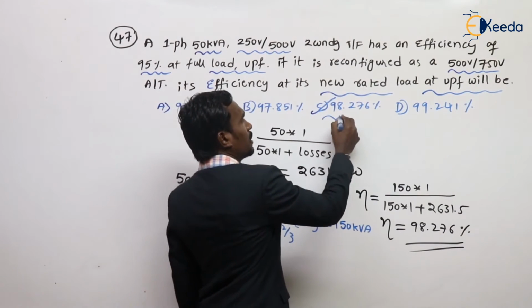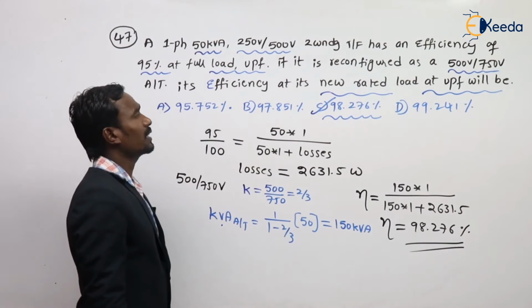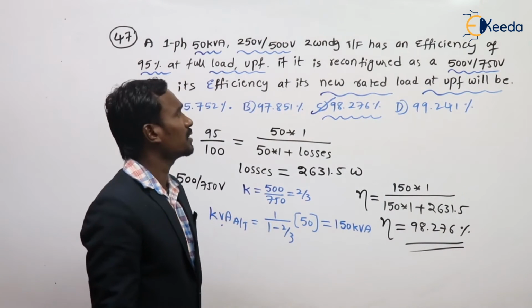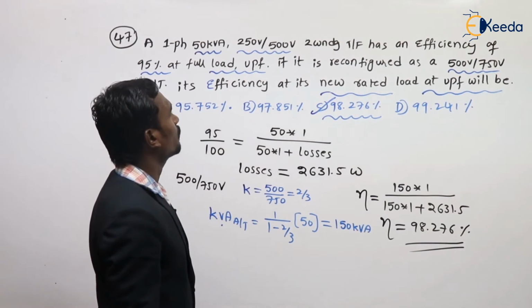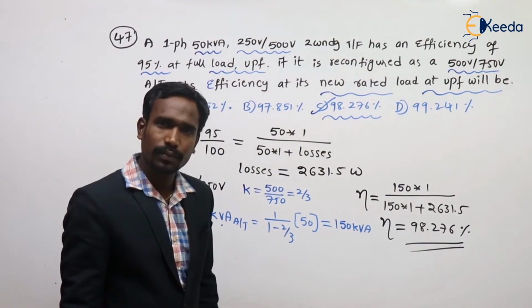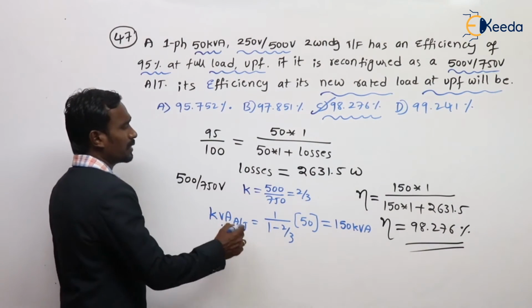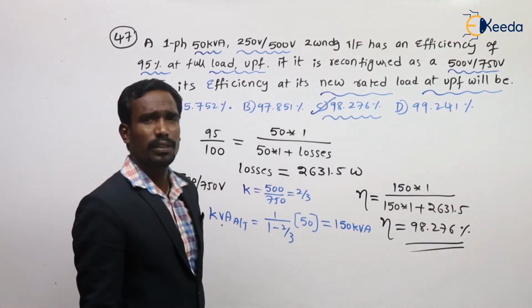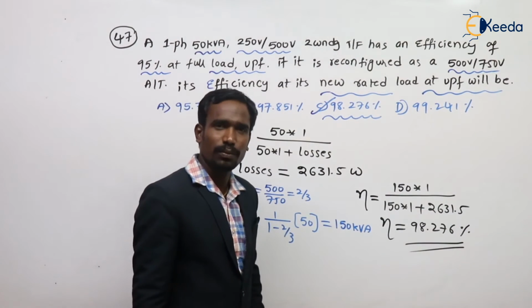If you calculate, you can get the efficiency: 98.276% is our answer. This is generally the efficiency of an auto transformer. Understood? Very simple. I just find the kVA rating and substitute it, then I can get the answer. That is the efficiency of the auto transformer.